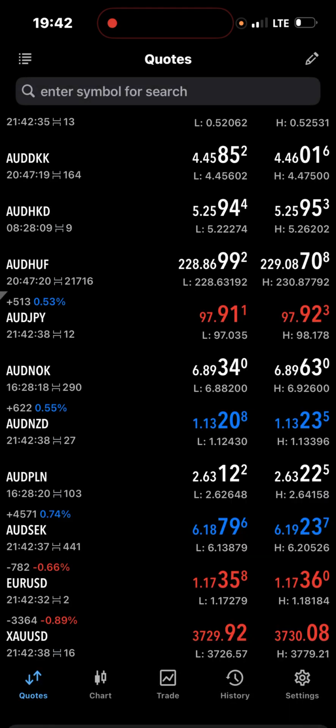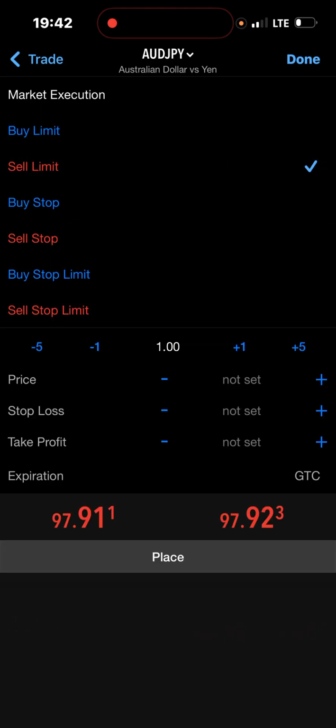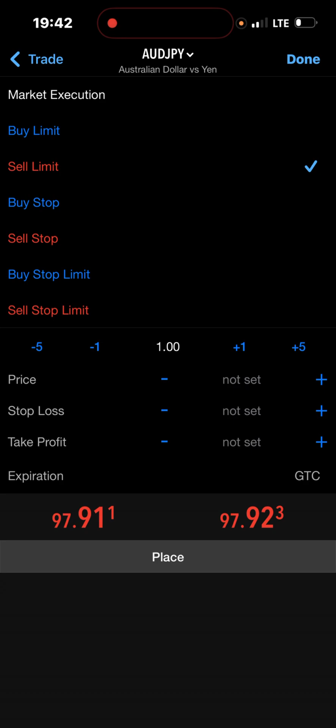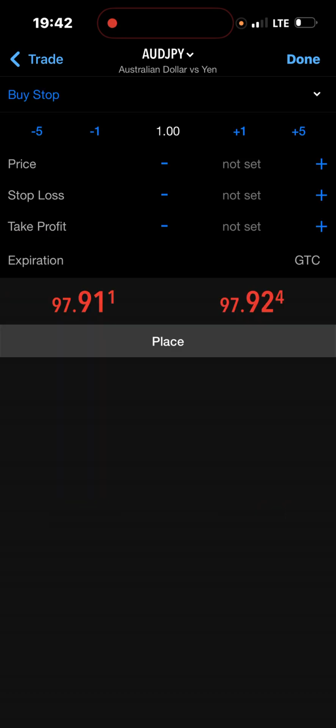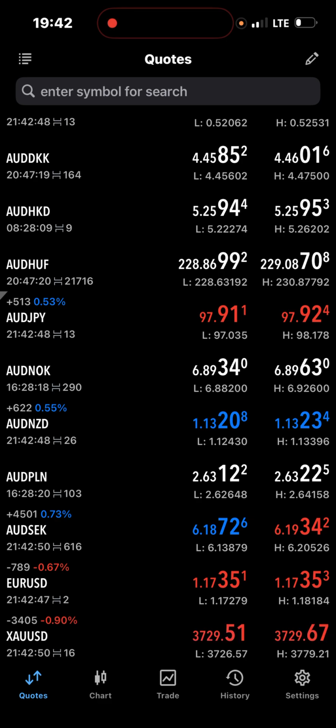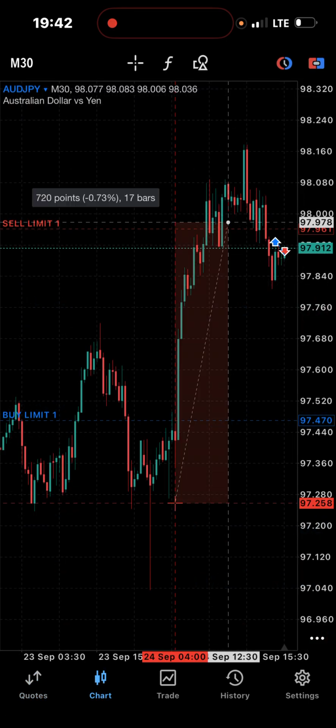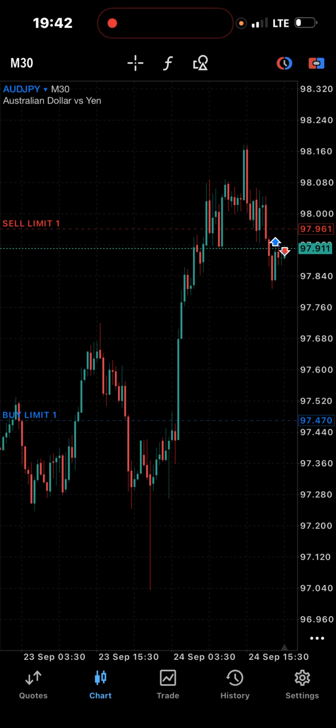I come to trade again, then we have the buy stop. Now the buy stop is the opposite of the buy limit. Buy stop means that, let's go back to the chart again. Buy stop means what? It means price is here, but price is lower. I know price will keep going up.